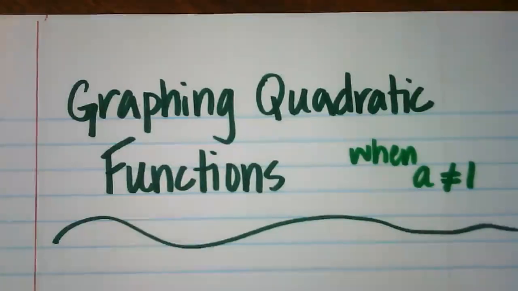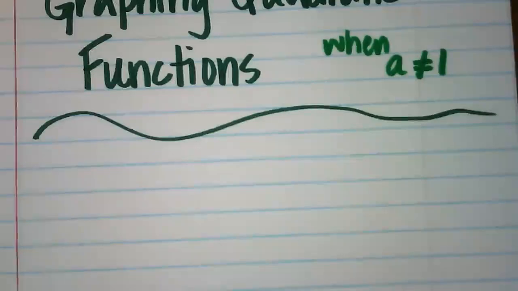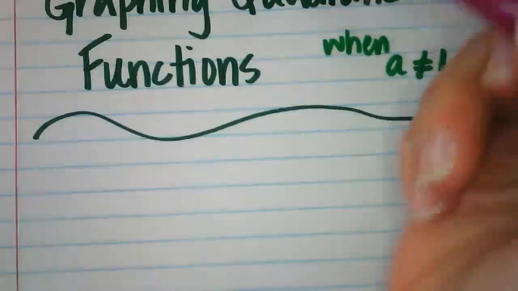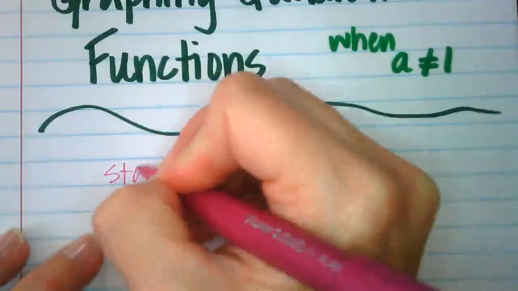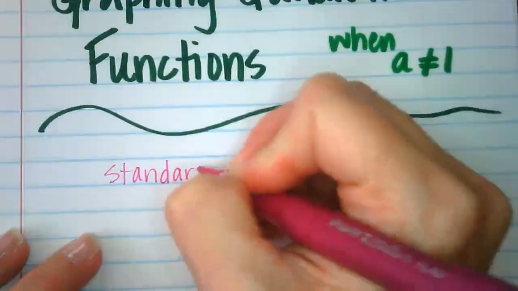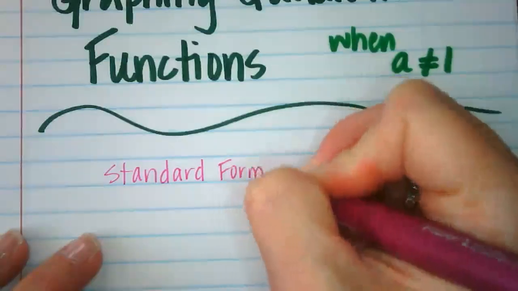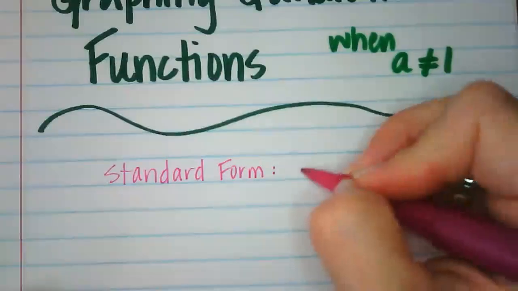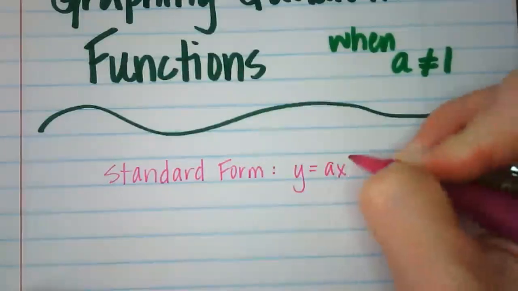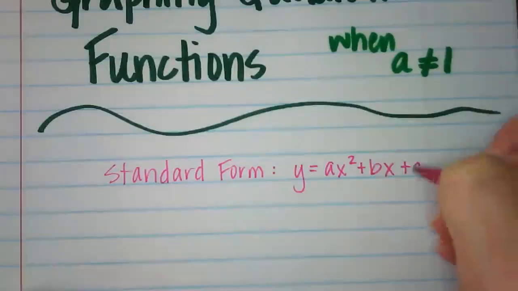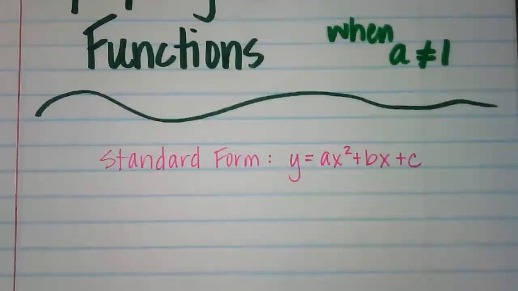This video lesson is going to show you how to graph quadratic functions when the value of a is not equal to 1. So just to recap, we have learned that there are 3 different forms of a quadratic function. The first one is standard form, and standard form is obviously useful, and it's called standard form for a reason. Standard form is when we have ax squared plus bx plus c.